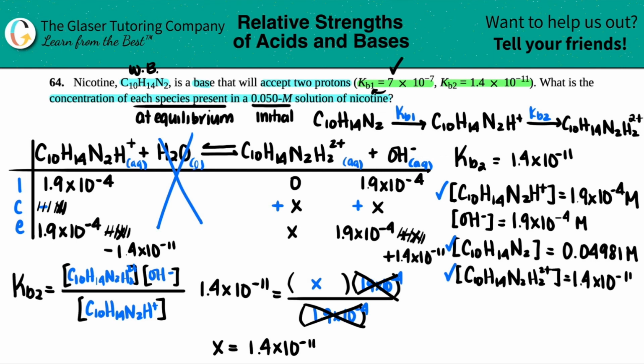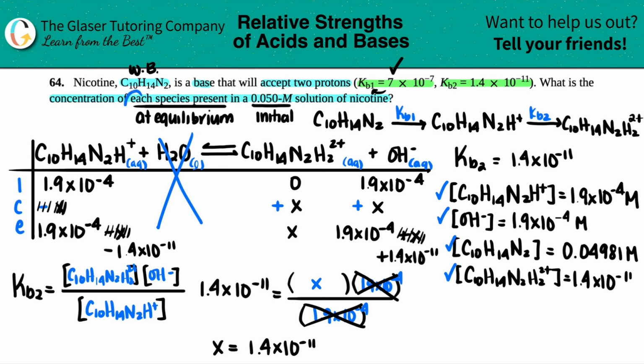Let's do the OH minus. Let's see if that's going to change. 1.9 times 10 to the negative 4th plus 1.4 times 10 to the negative 11th. Yeah, no, not even going to budge. So these are all good. Maybe I'll just move this over a little bit. But now there's one thing.